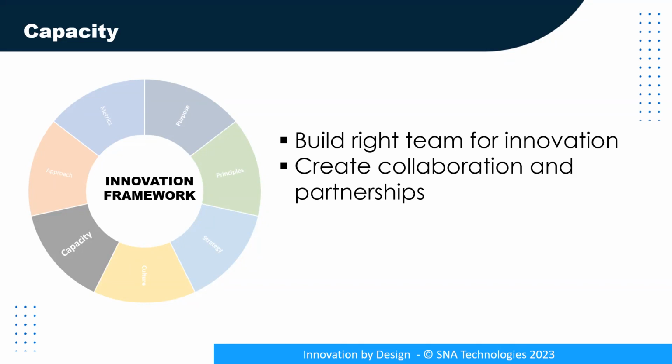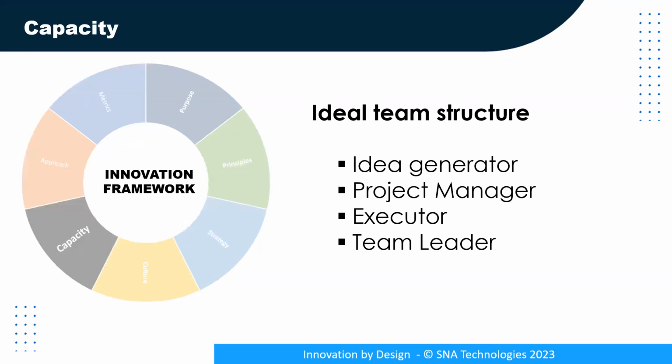Okay, so you have to build the capacity to do the innovations. Right. So the team structure should be, you need to have an idea generator and a project manager and an executor and a team leader. Again, it's not hard and fast, but it's a typical team structure for innovation.